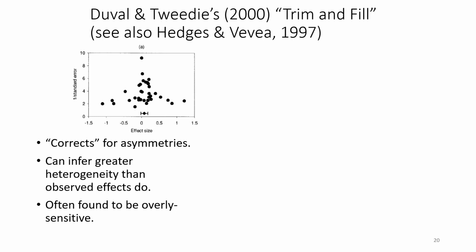And I know, parenthetically, Hedges and Vevea had a very similar test that just did not become as popular, perhaps because it didn't have software originally, and Duval and Tweedie did. So if you've got an actual raw distribution of effects that looks something like this, and the more precise ones are on top, and the less precise are on the bottom, we should see by sampling error that the ones down here are dispersed more, and that's exactly what this distribution shows, okay?